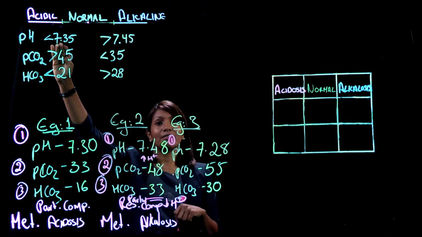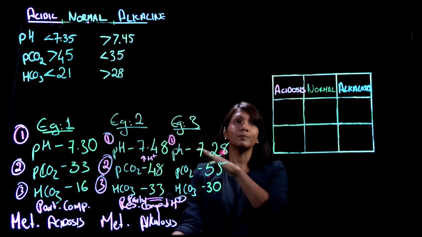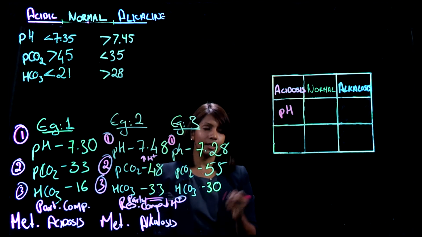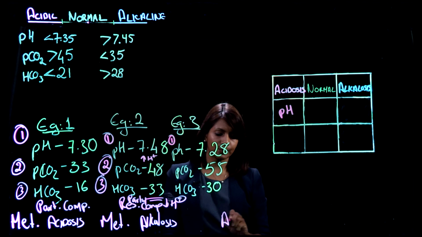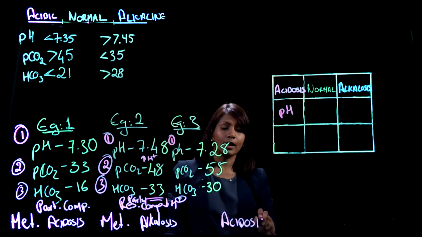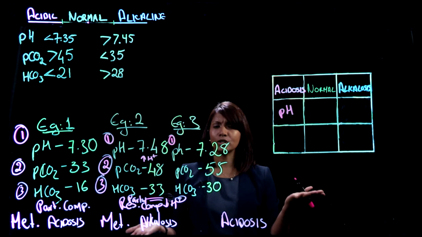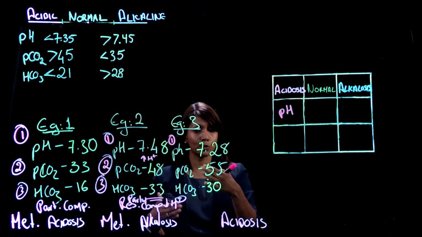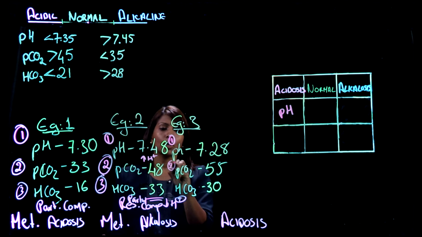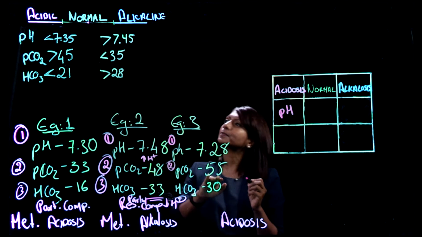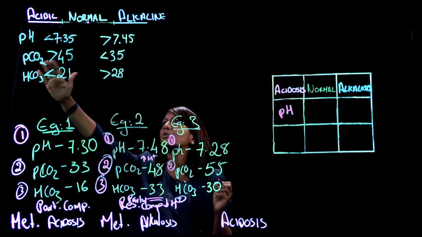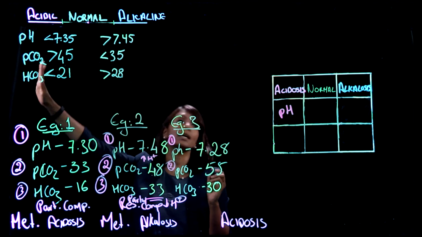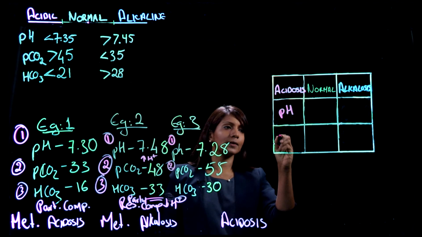7.28 is less than 7.35. Therefore, the pH is in an acidotic state. Right? So the initial problem we know is acidosis. Our next job is to figure out what is actually causing that acidosis. And how do we figure it out? We're going to look at the next two elements, starting with the PCO2. So PCO2 is 55, which is greater than 45, and therefore the PCO2 in this client is acidotic.